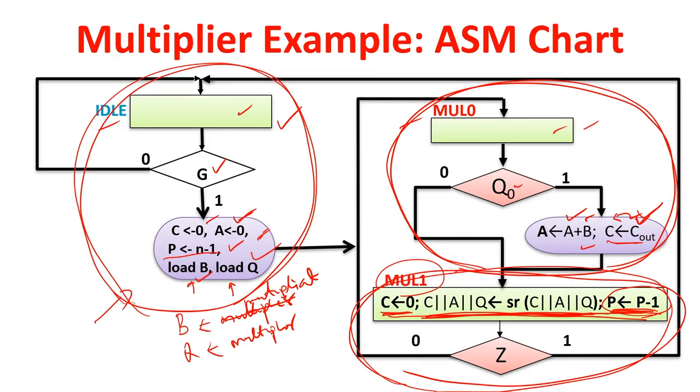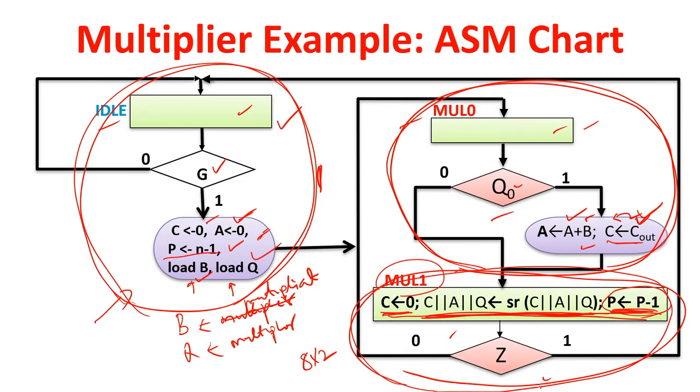So, if you look at the ASM chart, for multiplying two 8 bit numbers, how many cycles does it require? For this we require 1 cycle, and for iterating over these two states, for every bit we require iterations. So, suppose 8 bit, we require 8 into 2, and for the last step, when the result will be updated, that is 8 times 2 plus 1. So, this is the starting, these are the iterations we require, and the result will be reflected at the end of the cycle. So, we can say 17 cycles, at the end of the 17th cycle.